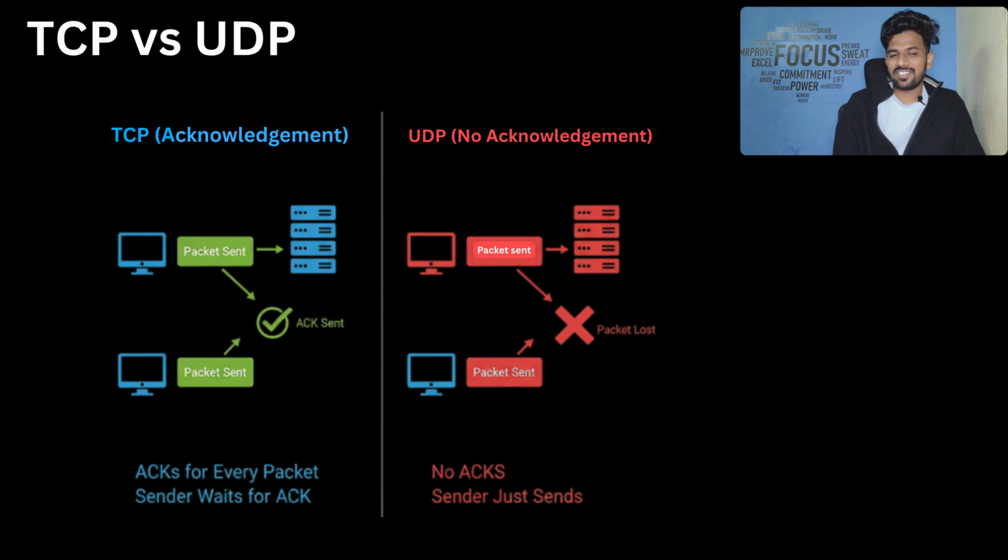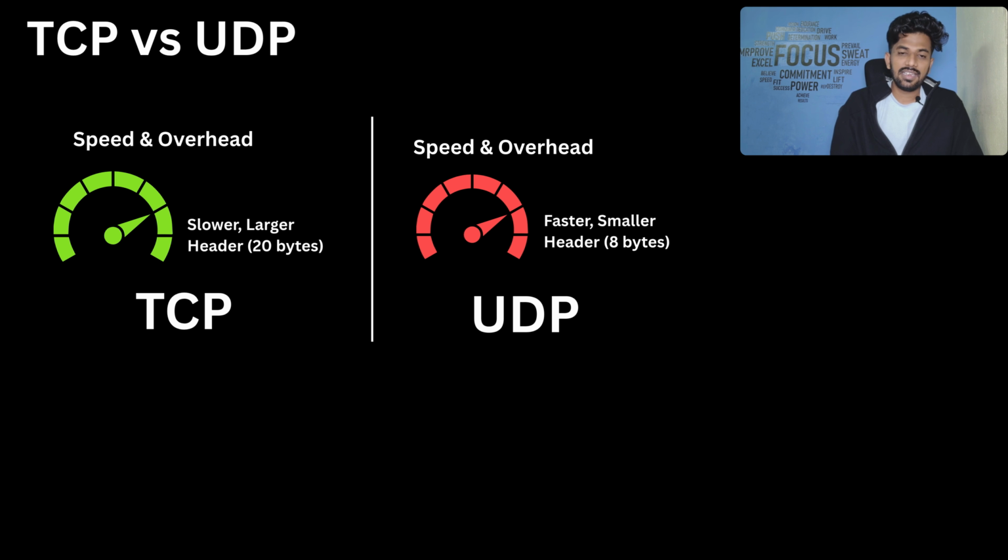The next one is speed and overhead. Compared to UDP, TCP is slower because it has a lot of processes like handshake, acknowledgement, and retransmission, and it also has a large header of 20-plus bytes. Obviously, it will be slow. UDP is faster and lightweight, with a very small header of 8 bytes.